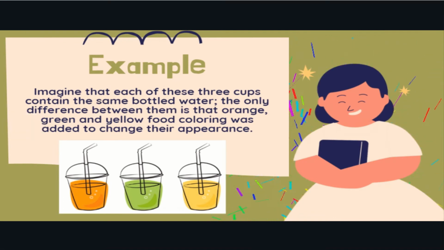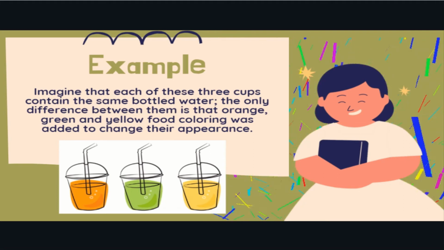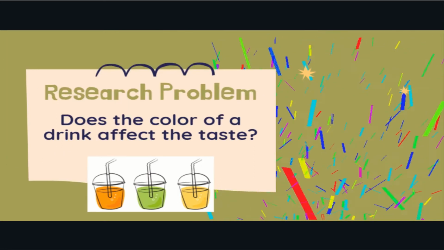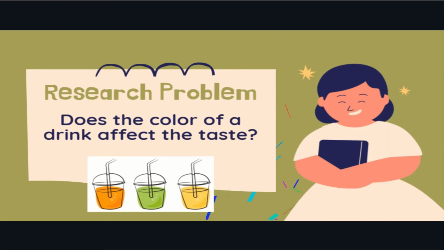Here is a sample scenario. Imagine that each of these three cups contain the same bottled water. The only difference between them is that orange, green, and yellow food coloring was added to change their appearance. Based on the given situation, let's say a researcher is investigating the research question: does the color of a drink affect taste? If you think so, how would the researcher go about answering the question?